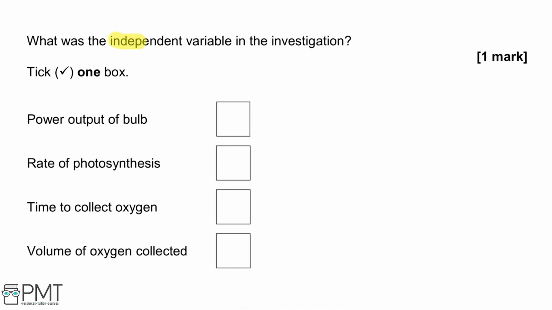What was the independent variable in the investigation? So first let's just be reminded of this term independent variable. So this is the variable in the investigation that you are changing. And the method told us what this is because the last step said repeat the steps using bulbs of different power outputs, so that's what's going to be different each time, so we tick that top box.